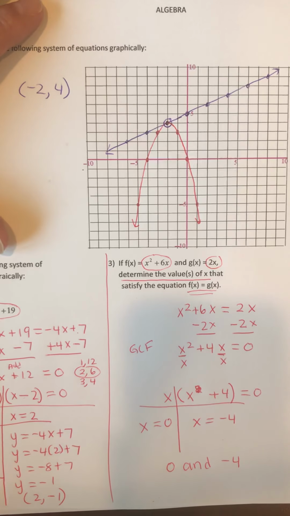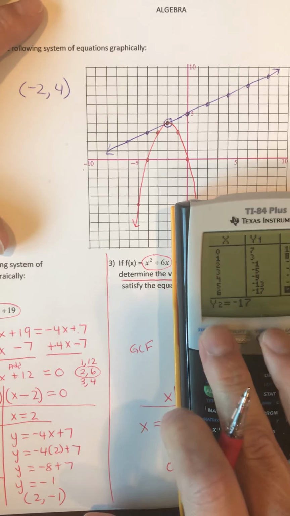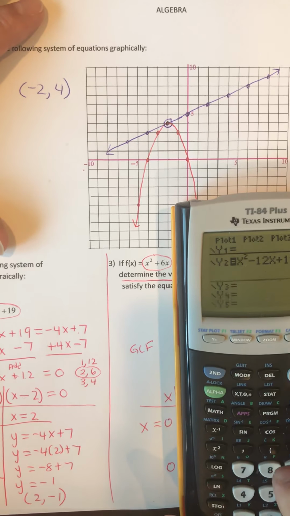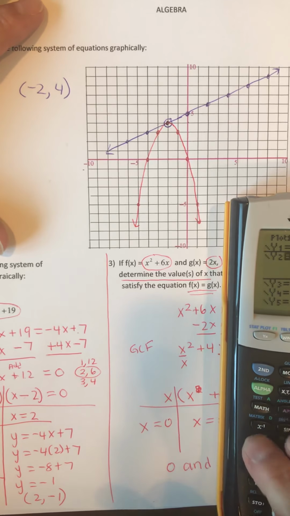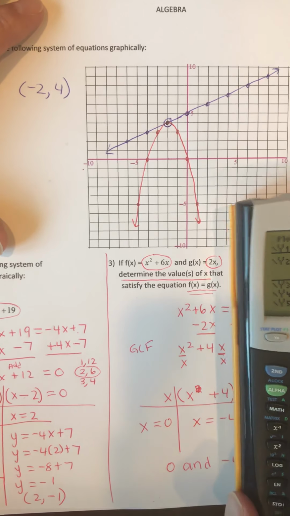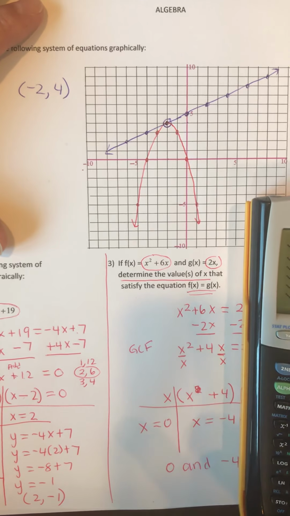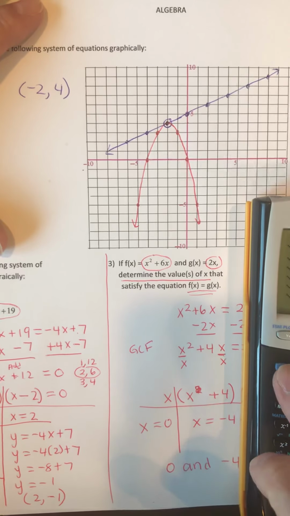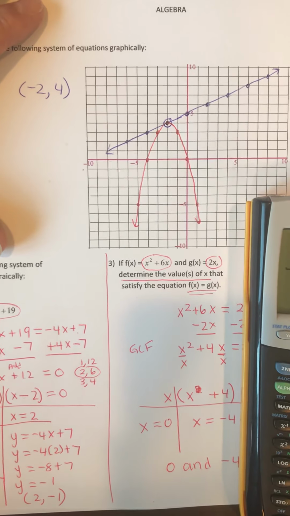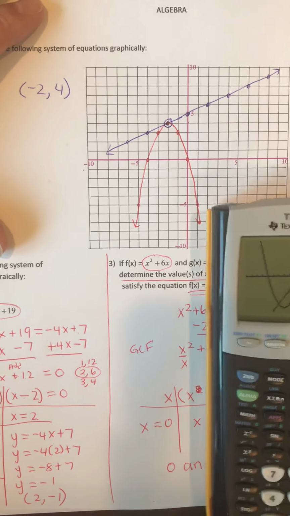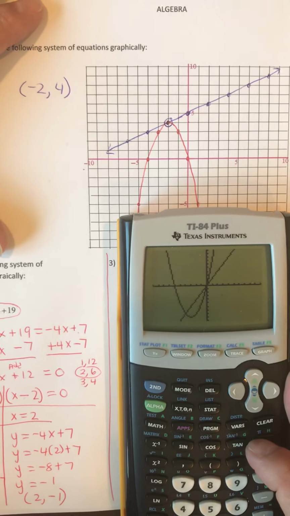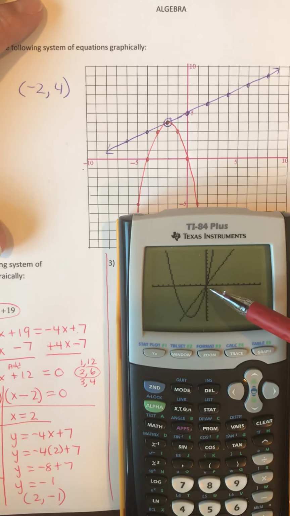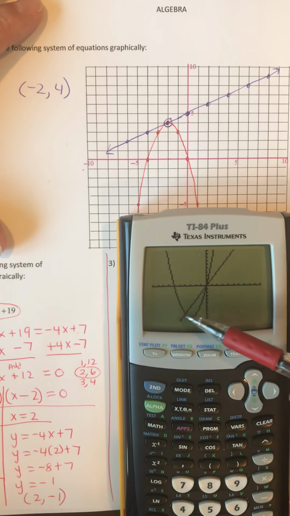All right, and again, if you're not confident in your algebra skills, you could graph both of these. x squared plus 6x and graph 2x. It doesn't matter which one you put in first. There's 2x. There's the x squared plus 6x function. All right, you see that they cross somewhere over here and here.